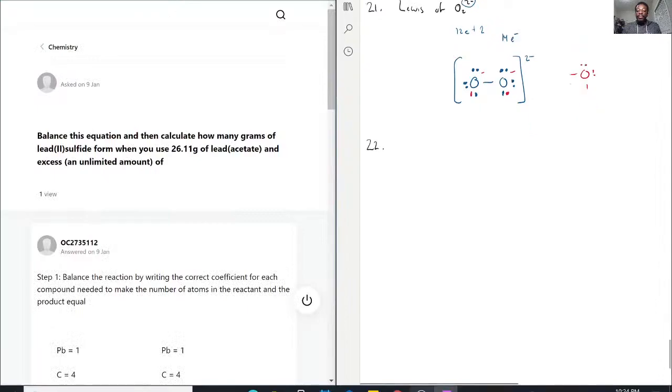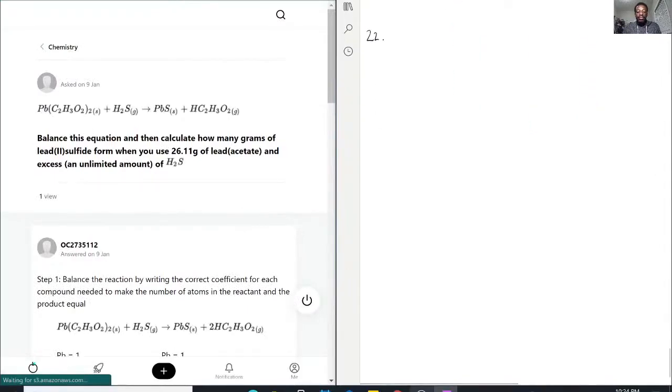Now we have: balance this equation and calculate how many grams of lead(II) sulfide form when you use 26.11 grams of lead acetate and an excess, unlimited amount of dihydrogen monosulfate, or would it be dihydrogen sulfate? Well, nonetheless, let's see what we can do here.